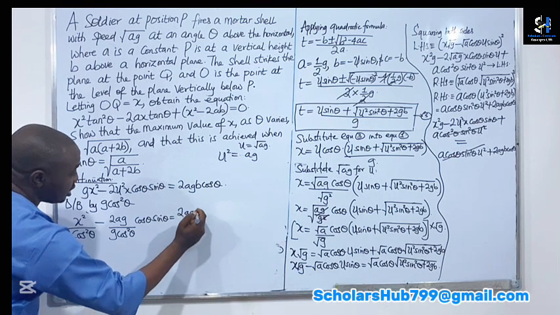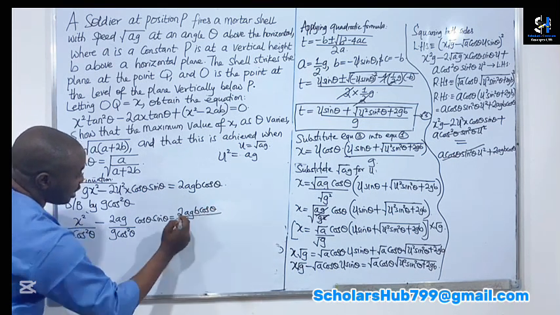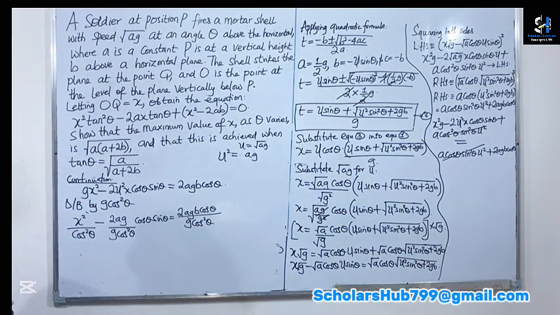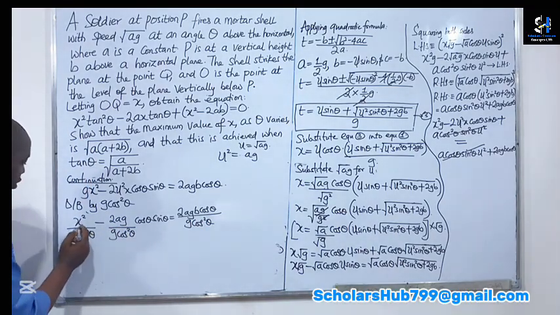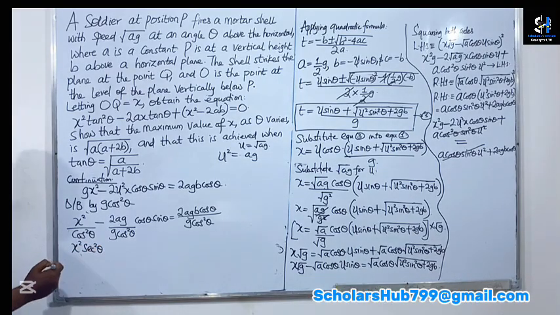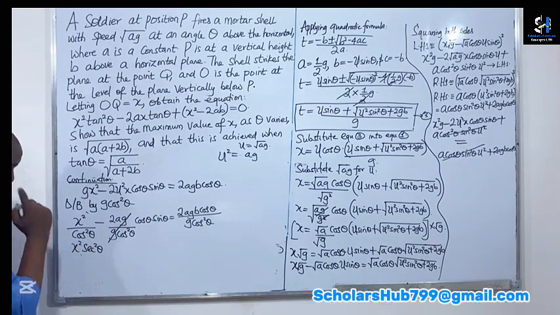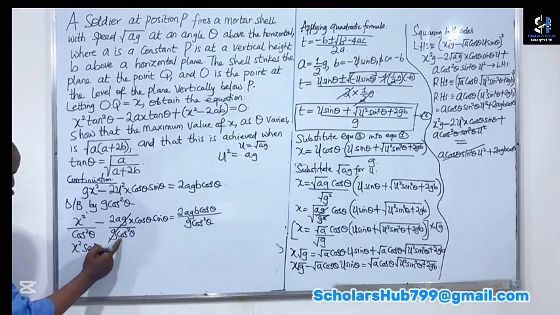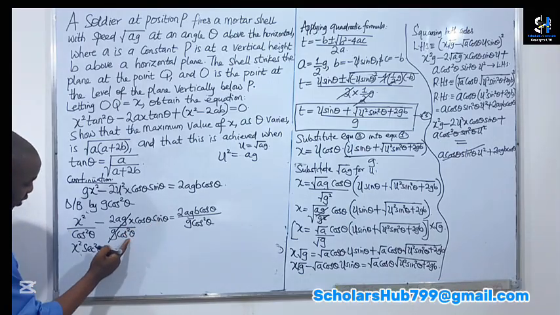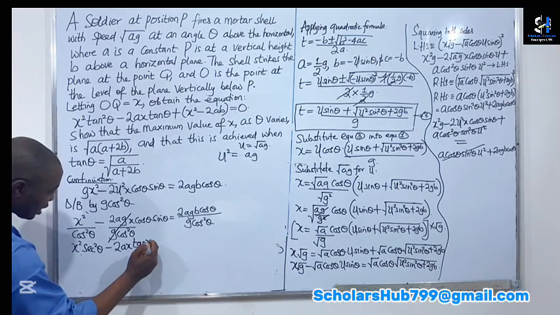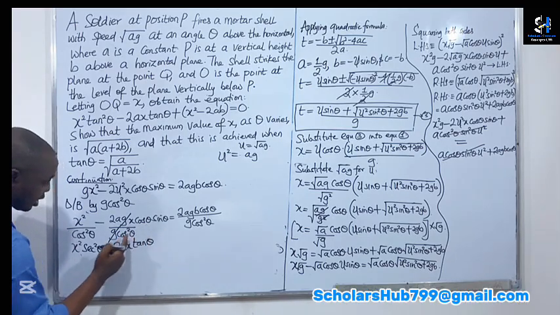This will be 2agb cos theta divided by g cos squared theta. So this will be x squared multiplied by sec squared theta. G will cancel g. Where is our x? Okay, there is x. Okay, so we cancel one of the cos here. We will be left with sine theta over cos theta. So this will be minus 2ax tan theta, because sine theta over cos theta.